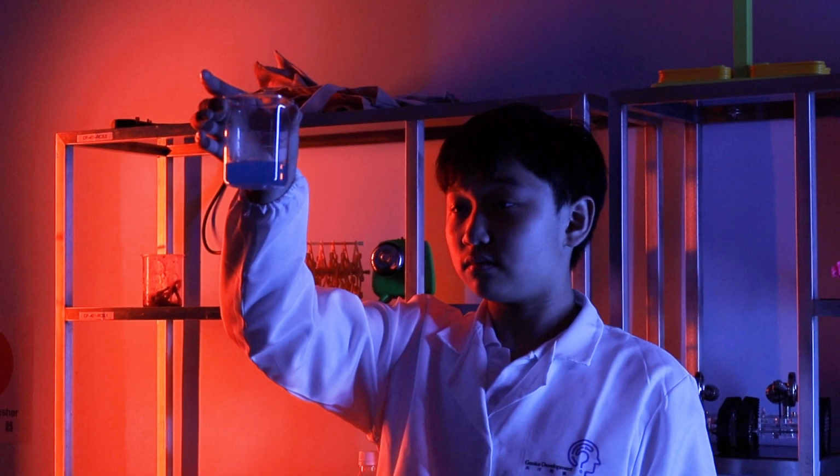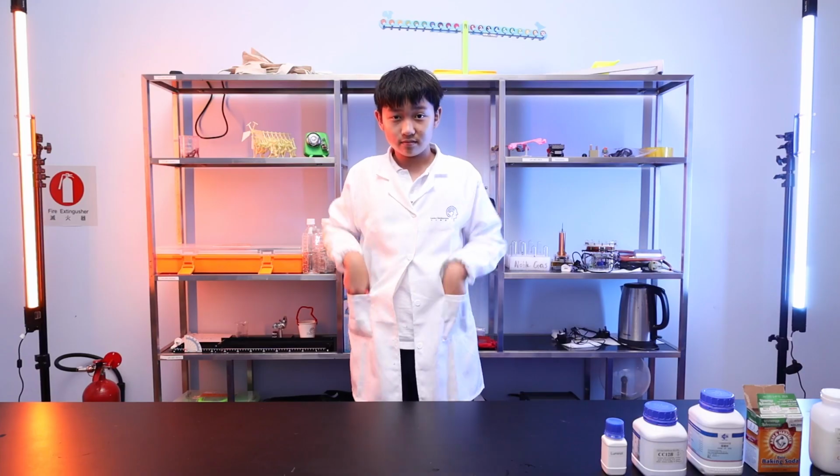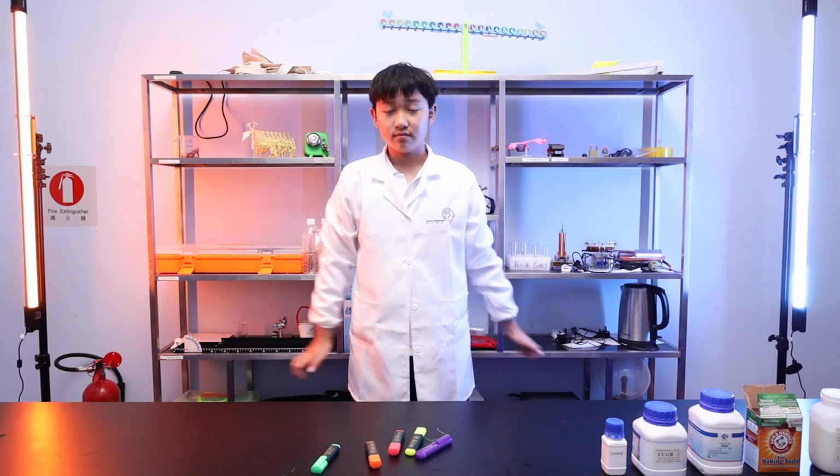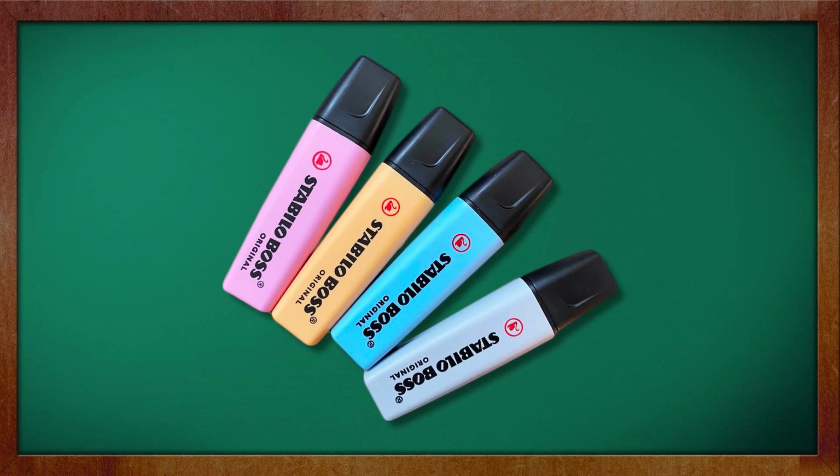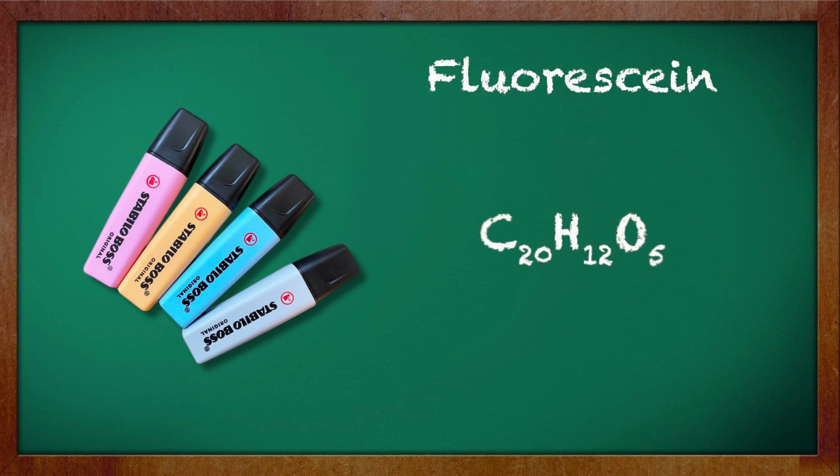Well, it's just blue. What's the big deal? It's boring. Well, if you want to make this experiment more interesting, you'll need these highlighters. In most of the highlighters, there's a dye called fluorescein. Fluorescein is an organic compound which can absorb light waves and re-emit them.